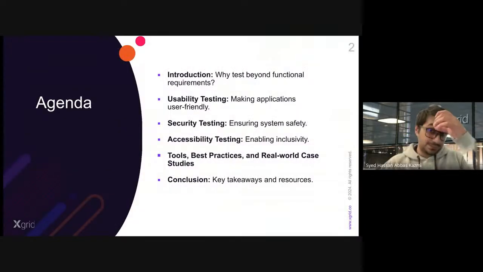Okay. So on the agenda, we have introduction, why we want to test beyond functional requirements, usability testing, security testing, and accessibility testing. Usability testing makes the application more user friendly, and security testing ensures how well our system behaves in terms of safety. Accessibility testing ensures how easy the application is to access for people with different disabilities. Then tools, best practices, and real-world case studies. We are also going to discuss the conclusion, key takeaways, and resources at the end of this slide.